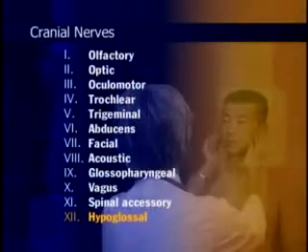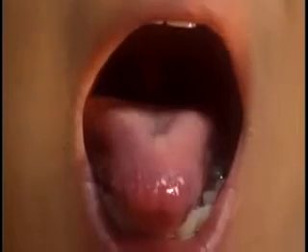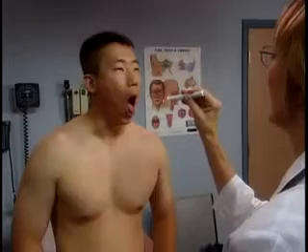Okay. Assess the 12th cranial nerve by inspecting the patient's tongue for atrophy or fasciculations. Right, now I'd like you to open your mouth. Then, with the patient's tongue protruded, look for asymmetry and deviation from the midline. Excellent. That's perfect. Okay. Very good. This completes the assessment of the 12 cranial nerves.